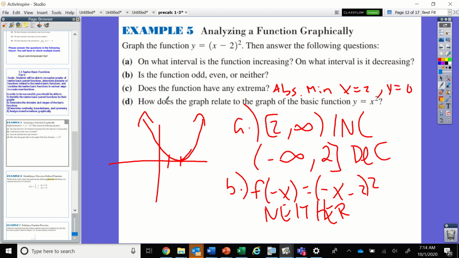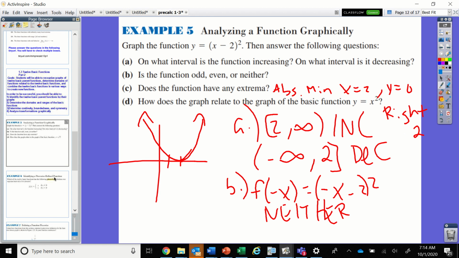And then here we have, how does the graph relate to the graph of the basic function? So this is basically asking, what is the ultimate transformation? What we did is we went right 2. We went right 2 units.